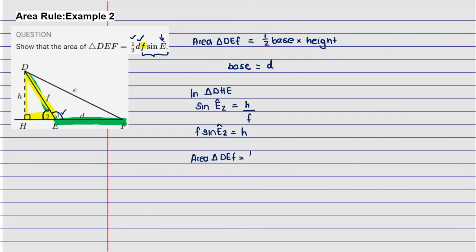Is equals to 1 over 2. Then our base, remember, is D. Then our H is going to be F sine E2, right? But we know the relationship to find E1, because remember that is what we are looking at, at E1, not E2. We know the fact that E1 plus E2 is equals to 180 because of angles on a straight line.